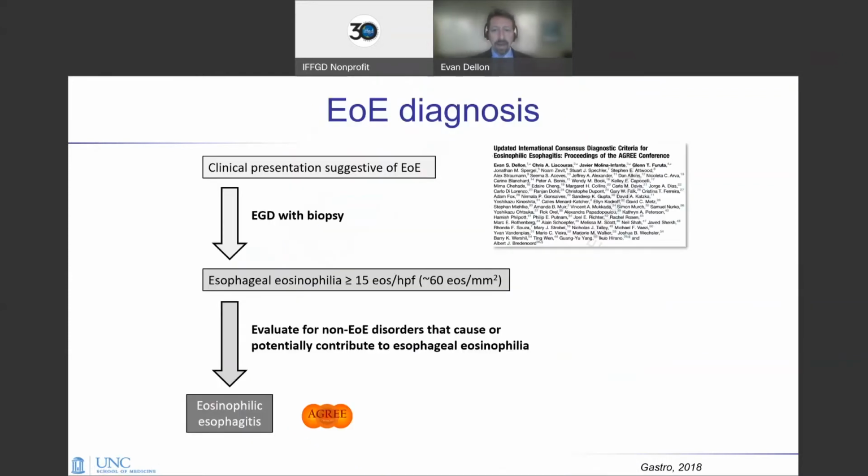So when we think about the diagnosis, we put all of that together. We have the clinical symptoms here that are suggestive of EOE. We do the endoscopy with the findings. We see the biopsies and have to count at least 15 eosinophils to think about the diagnosis. And then we make sure that there's nothing else going on that could be responsible for eosinophils in the esophagus. And then we can make the diagnosis.